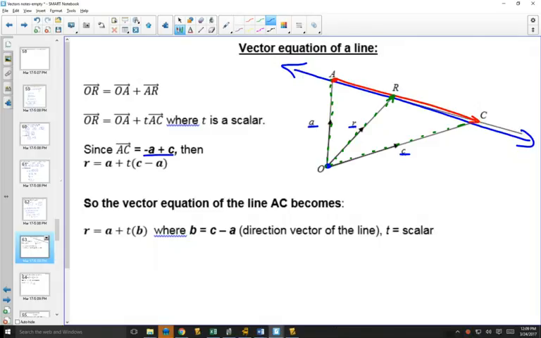So here we're going to label some of these things. We've already talked about B. That's your C minus A. This is what we're going to call our direction vector. We're going to think of it like our slope from our y equals mx plus b. Now, with y equals mx plus b, B was a specific point. It was always your y-intercept. With the vector equation of a line, the A is any point. It doesn't matter which point you choose.